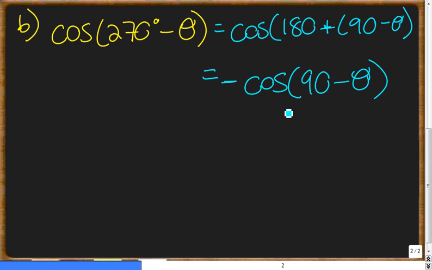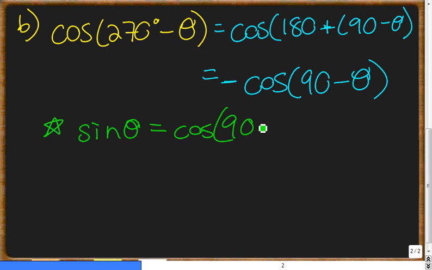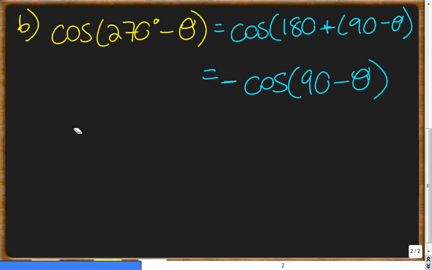So we get to this point here. So it's the same thing as the opposite of the cosine of 90 minus theta. Well, we knew earlier that the sine of theta is the cosine of 90 minus theta. So if the sine is equal to the cosine of 90 minus theta, then the negative cosine of theta would equal the negative sine of theta. So ultimately, what this is going to equal for us is the opposite of the sine of theta.